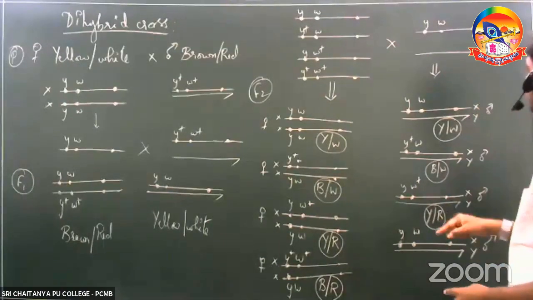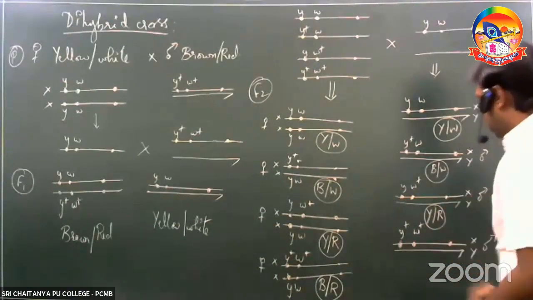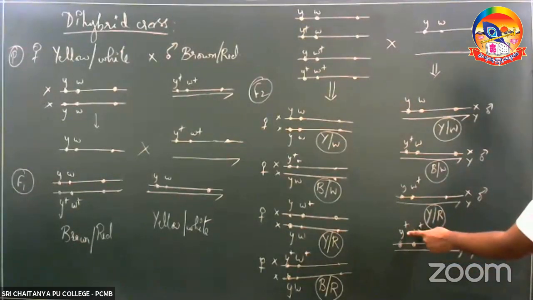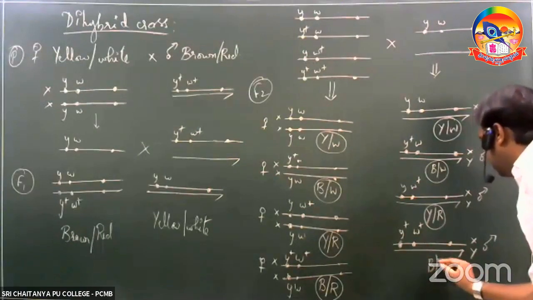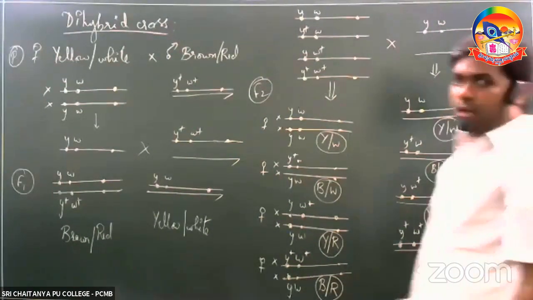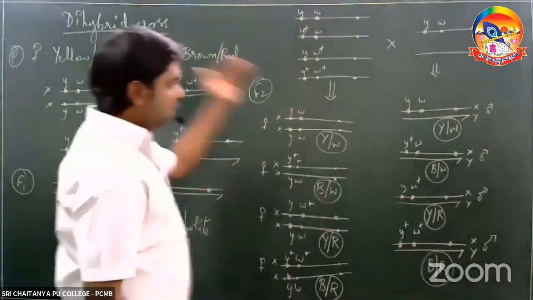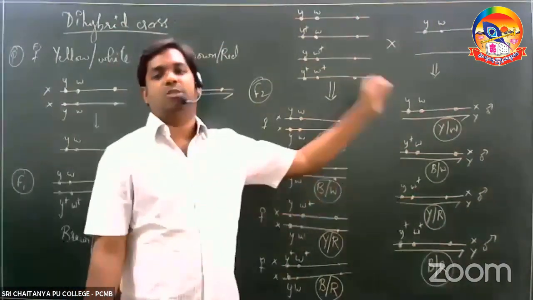And in the fourth condition, the gametes here would be y+ and w+. Since y+ is present, this individual will have brown body, and since w+ is present, this individual will have a red eye. So brown body, red eye. So these are the offsprings which are formed in the F2 generation in both the male as well as females.